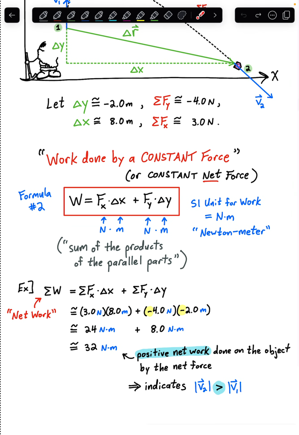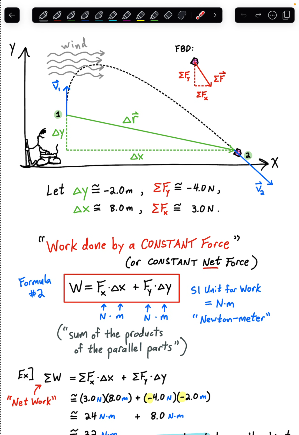So in this case, the net work can be found from the same formula. We're just going to replace Fx with the net Fx to find net work, and Fy with net Fy to find net work. So our net Fx times the delta x, add that to our net Fy times delta y. Note here that the signs do matter. The x component of the force and delta x both pointed to the right, so they're both positive, the 3 newtons and the 8 meters.